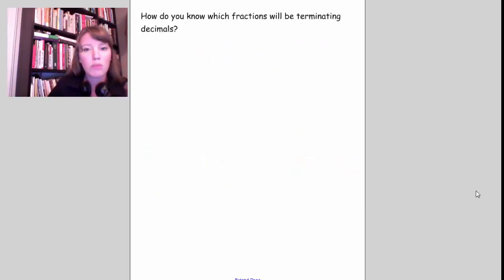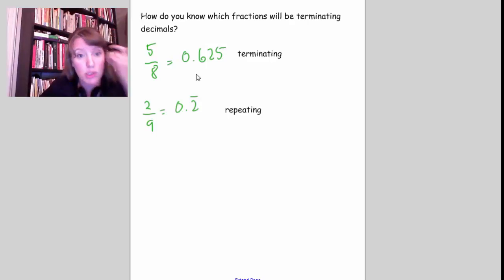Okay, so what you might have noticed, or what you might be asking yourself if you were curious, is why are some fractions terminating and why are some of them repeating? Because it seemed kind of arbitrary. We had 5/8, which was 0.625. We said that was terminating, and then we had 2/9, which was repeating. So what makes this repeat and this terminate, and how are we going to be able to tell?